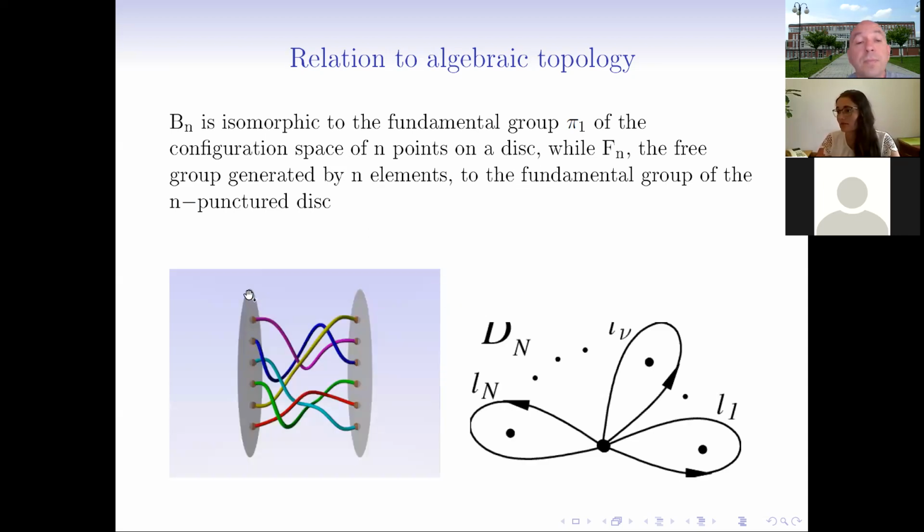So what is the first one? The configuration space of n points on a disk. We take a disk, we consider n distinct points. In this case, these are 1, 2, 3, 4, 5, 6, right? And then we try to change the positions of these points such that they will remain distinct. They will not coincide. And this is what is called the configuration space.